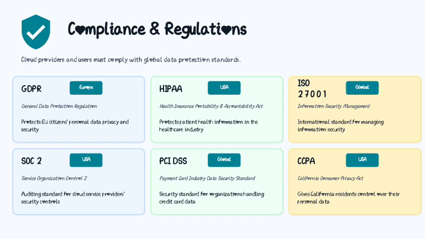Important regulations include GDPR for EU data privacy, HIPAA for healthcare data in the USA, ISO 27001 for global information security, SOC2 for cloud provider auditing, PCI DSS for credit card data, and CCPA for California consumer privacy rights.